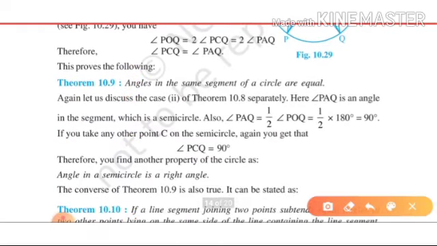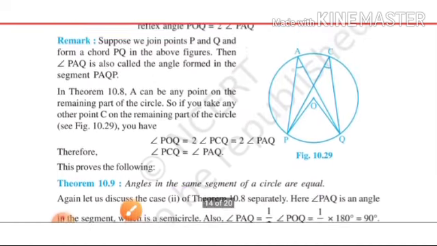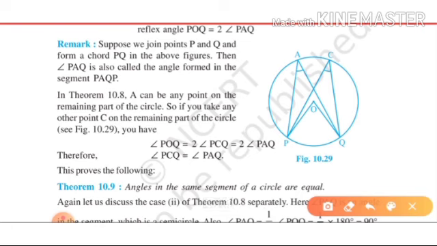Then the next one: angles in the same segment of a circle are equal. Yes, of course they will be equal. Why? If you take 2 points, this A and this C, this is easier to prove, and this is the angle at the center. Now from this we can write POQ is equal to twice PAQ and twice PCQ.